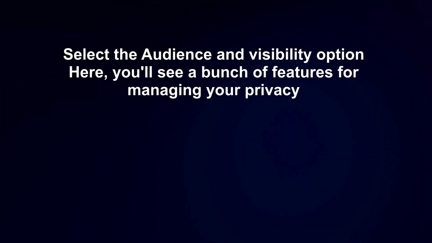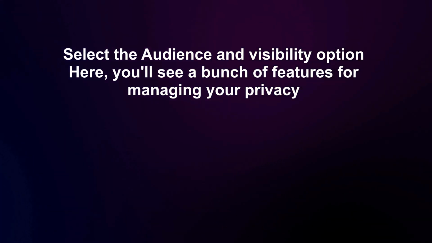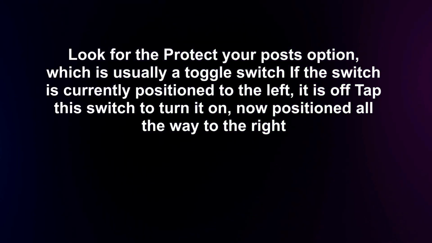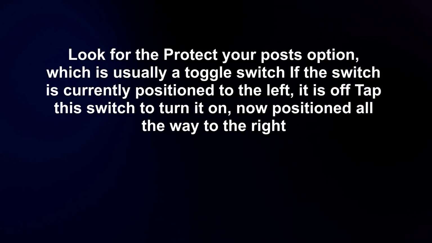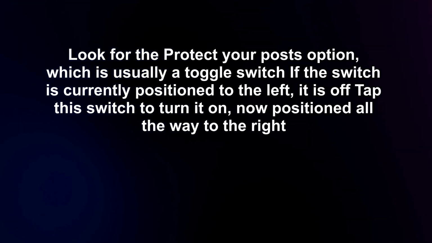Select the Audience and Visibility option here. You'll see a bunch of features for managing your privacy. Look for the Protect Your Posts option, which is usually a toggle switch. If the switch is currently positioned to the left, it is off. Tap this switch to turn it on. Now position all the way to the right.